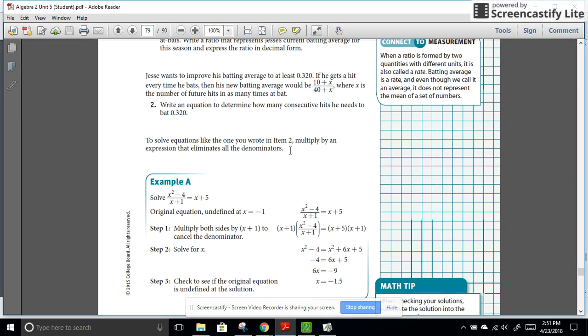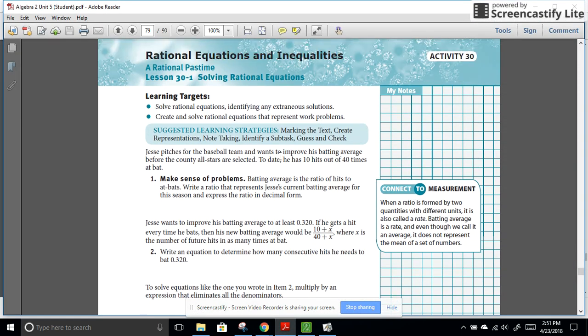Okay, so this lesson is solving rational equations. I'm not going to do inequalities. As a matter of fact, I didn't think they were. Anyway, we're doing activity or lesson 30-1, which is just solving equations.